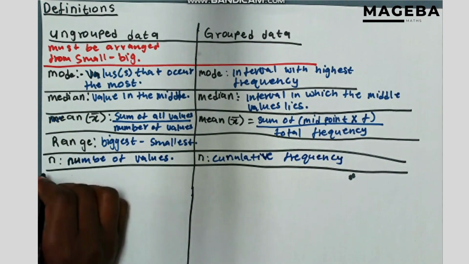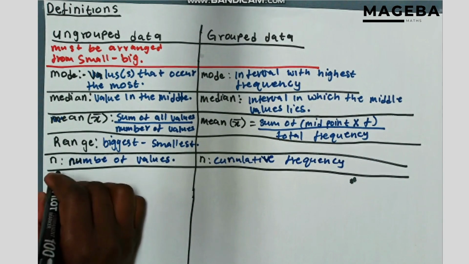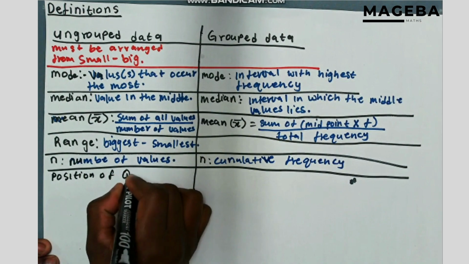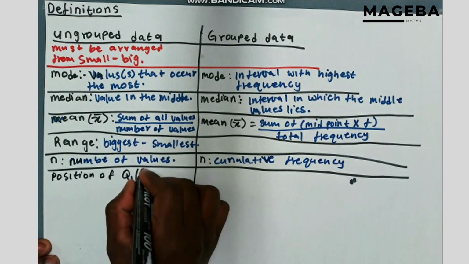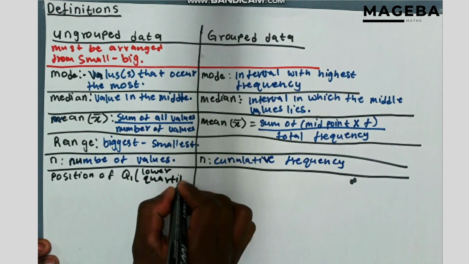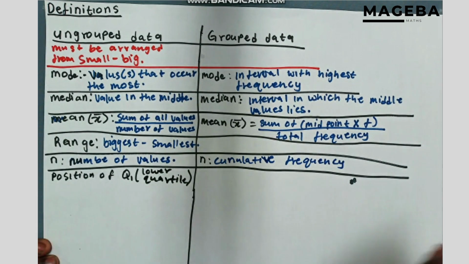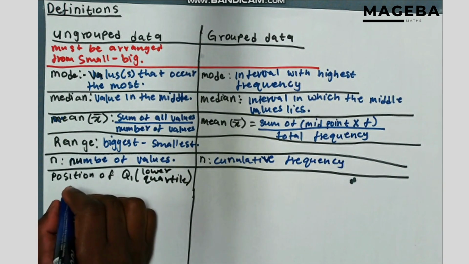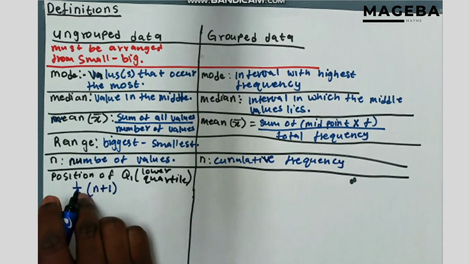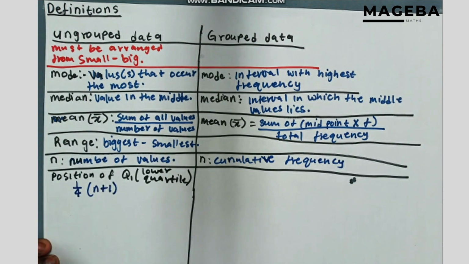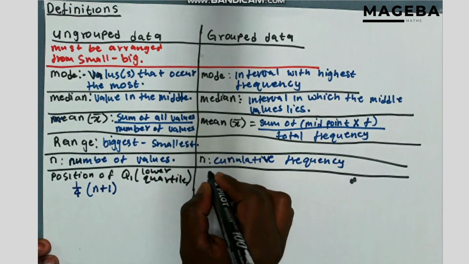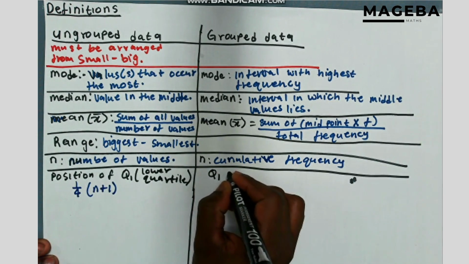And now we can start with the position of Q1. I hope you still know what Q1 is. Q1 is the lower quartile. How do we find the lower quartile? The lower quartile is just 1 over 4 times (n plus 1). n is the number of values.